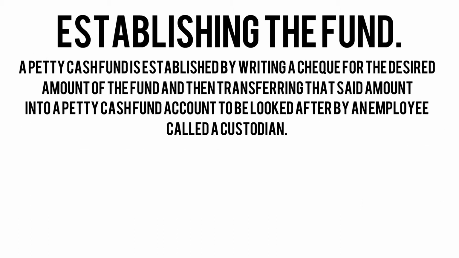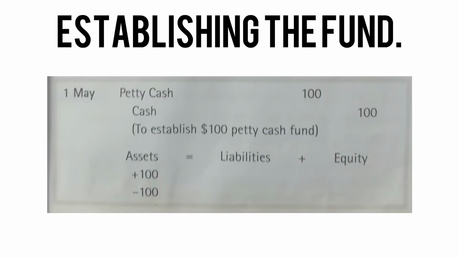Let's start with establishing the petty cash fund. Firstly, a petty cash fund is established by writing a check for a desired amount for the fund and then transferring that said amount into a petty cash fund account to be looked after by an employee, otherwise called a custodian. A journal entry would then be made to record the establishment of this fund. For example, if a company put in $100 toward establishing a petty cash fund, it would look like this.